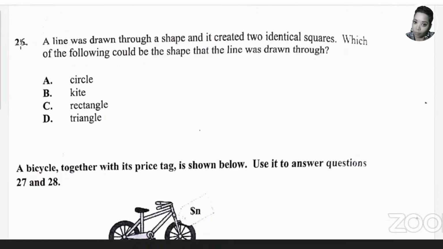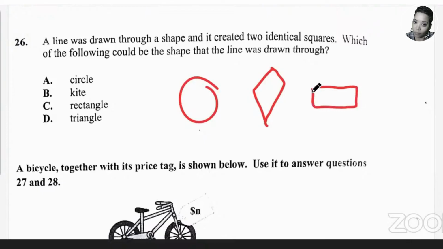A line was drawn through a shape and it created 2 identical squares. Which of the following could be the shape of the line that was drawn through? All right, is it a circle, a kite, a rectangle, or a triangle? Let me draw them. A circle, a kite, a rectangle. Again, guys, I'm not drawing these very accurately.